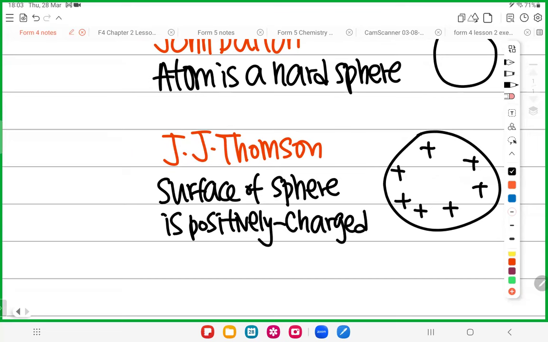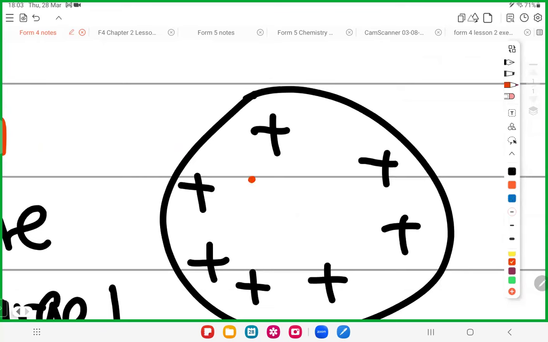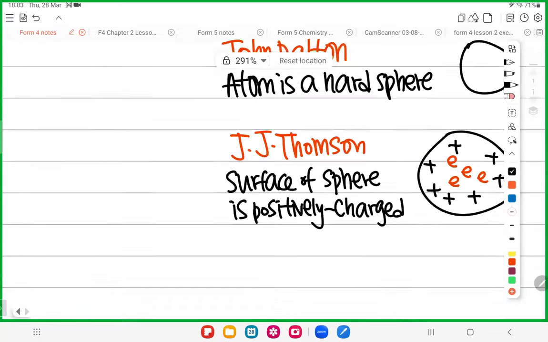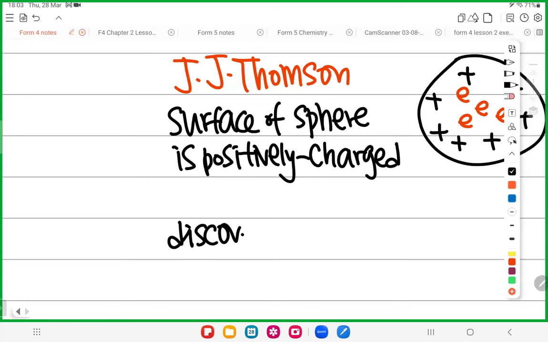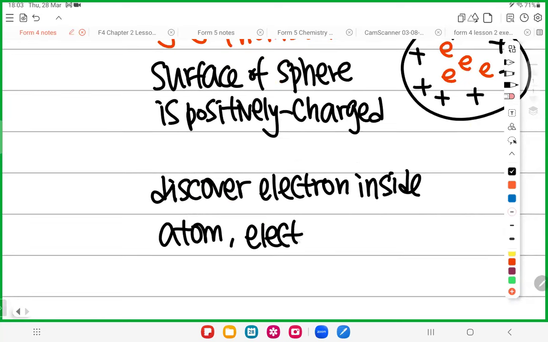And J.J. Thomson also found something inside the ball. He found that, hey, inside the ball, there is something hidden. He found electron inside the ball. So previously, we never knew inside atom got electron, but J.J. Thomson discovered that. So he also discovered electron inside the atom, and then he also tells us the electron is negatively charged.